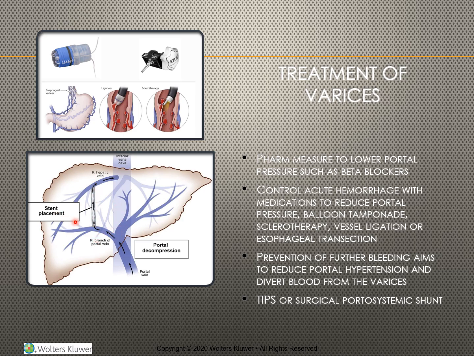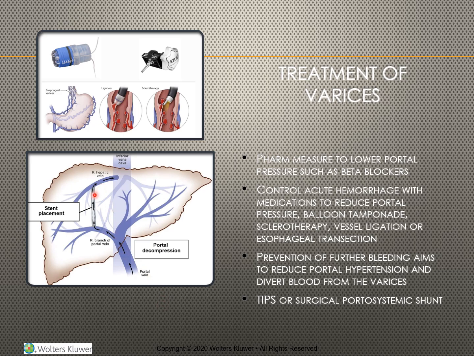So you can see that here, this is a stent placement. So it makes kind of this new pathway for blood to flow through that fibrosed liver tissue. So that's something that we do usually in cases of really late stage liver failure, where we haven't been able to control that portal hypertension in any other way.